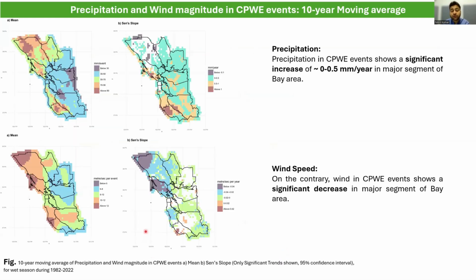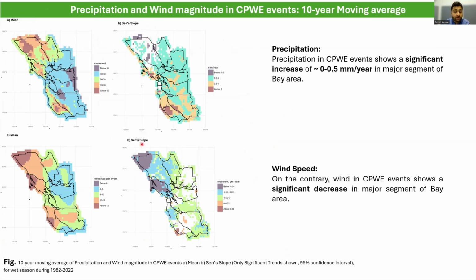So now we also conducted the analysis for precipitation and wind magnitude during these events. We calculated the 10-year moving average time series and then their means and the Sen's slope. The figure on the first row is for the precipitation, and the second row is for the wind. The first figure is for the mean precipitation during these events, and the second one shows how this precipitation has been increasing during the past decades.